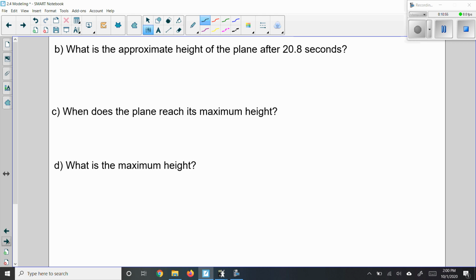When does the plane reach its maximum height? When implies that we are looking for an x value. When does it reach its maximum height? So since this is a maximum, we're talking about the vertex. So this is asking us for the x-coordinate of the vertex.